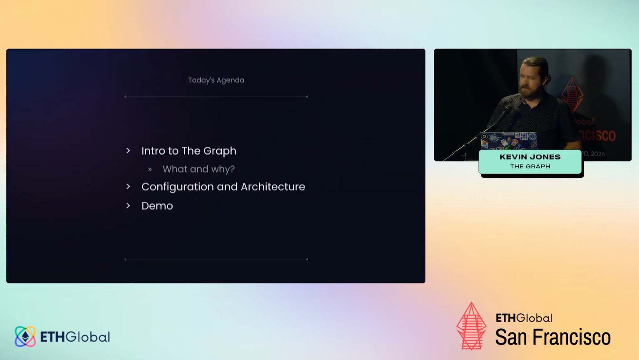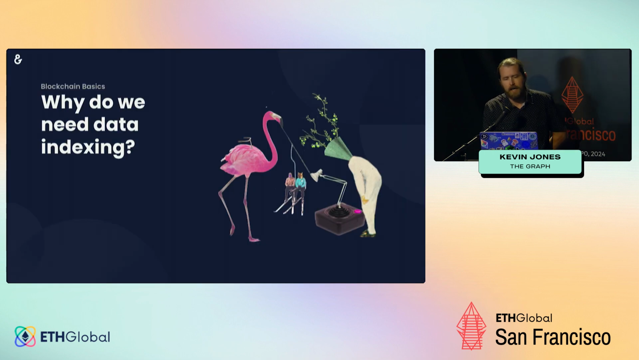So again, basics of what is the Graph and why you need it. We're going to show the configuration and the architecture and then do a demo. So first of all, why do we need data indexing? I think we know that for something like Google or some of these larger Web 2 search engines, it's to categorize and make information easily accessible by searching.